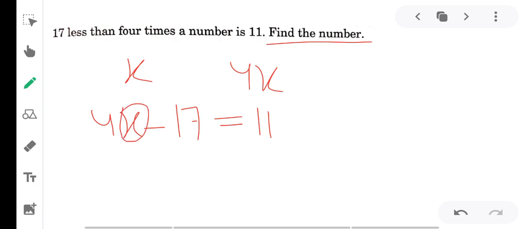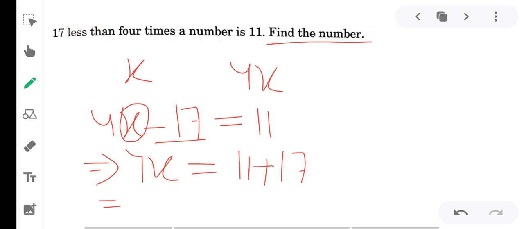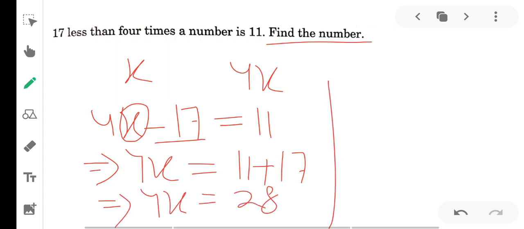You can solve this one. So 4x equal to how much? If you transpose minus 17 to the right hand side, that will be plus 17. So 11 plus 17, then 4x equal to 28. Then x will be 28 by 4, that is 7. That is the number. You have to solve this question with the proper method. I'm only explaining how to solve this question.